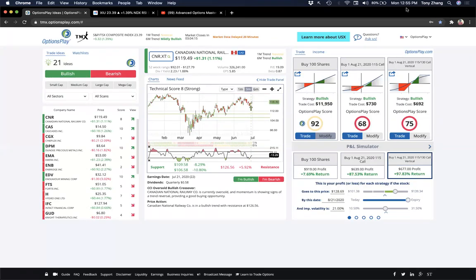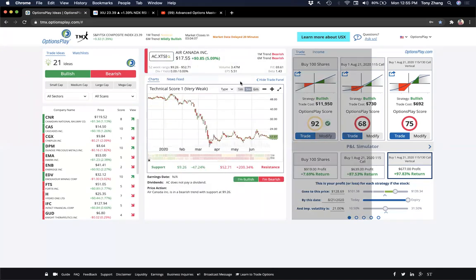Carlos and Ed, we're only looking at Canadian symbols here. Carlos wants to look at AC, Air Canada. Let's look at Air Canada.